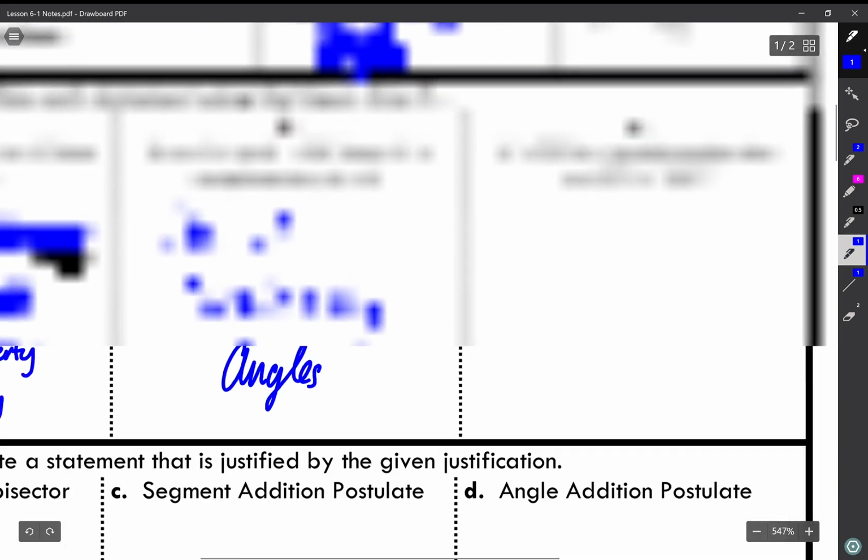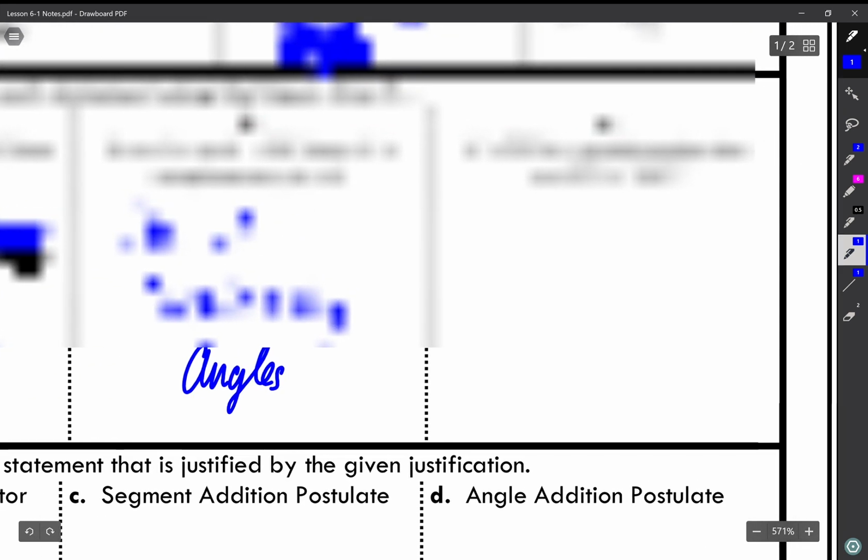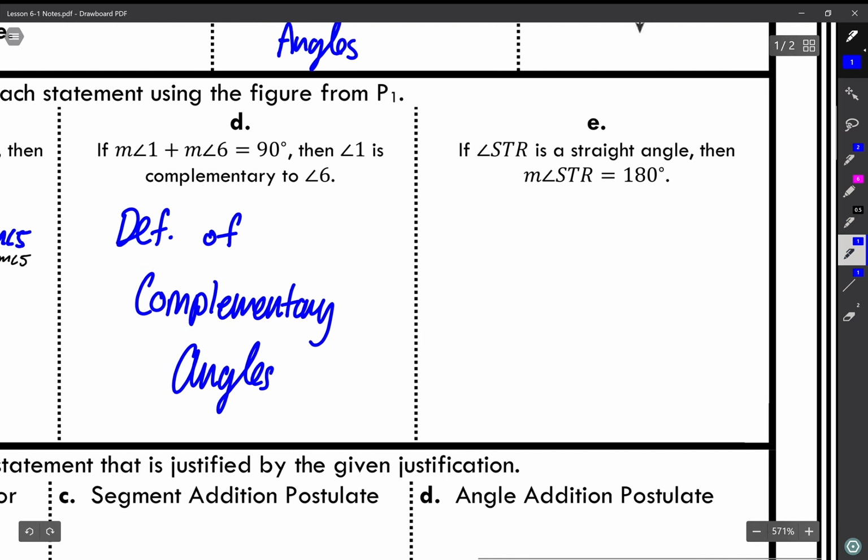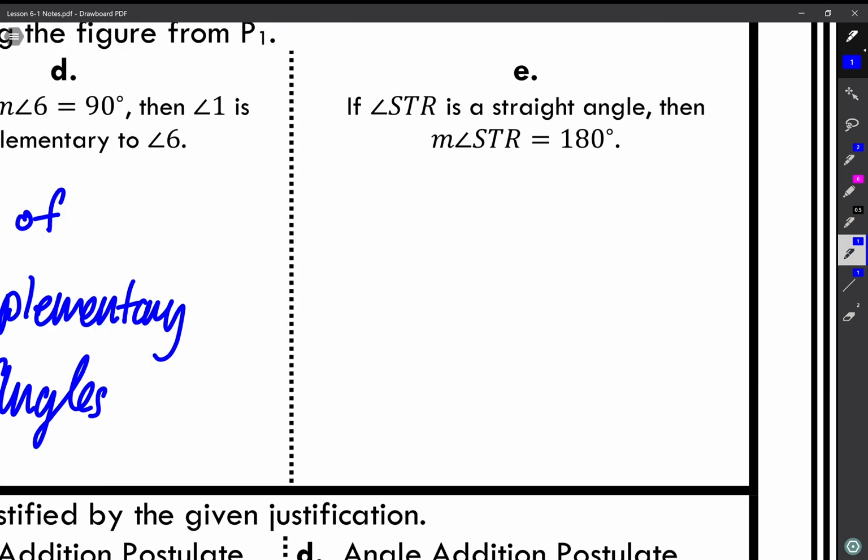Awesome. Number E, I think this is. If angle STR is a straight angle, then the measure of angle STR is equal to 180 degrees. Very similar to the definition of right angle that we did earlier in our first example. This one is very similar, but instead it's a straight angle. So this one is the definition of straight angle.